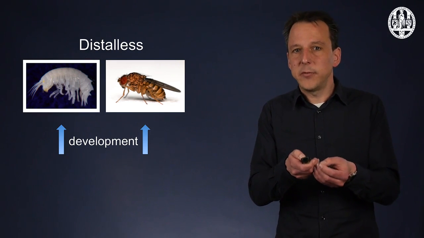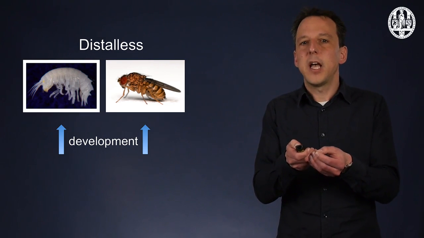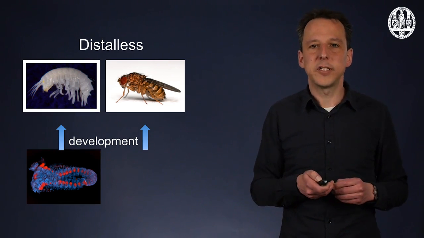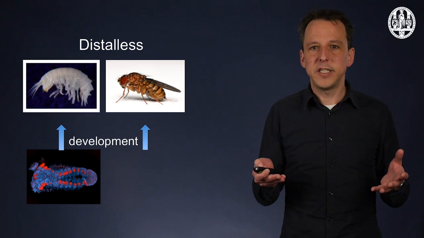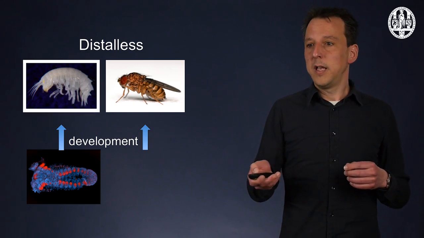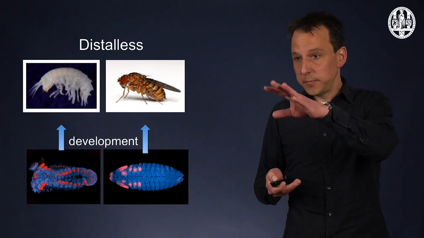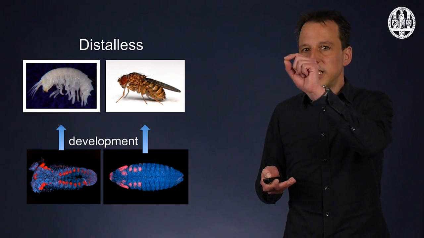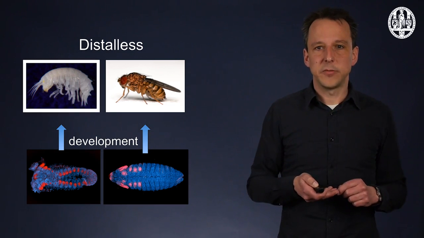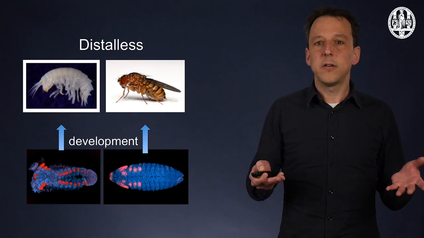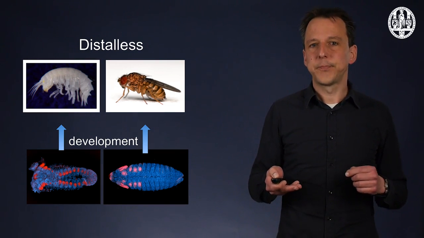And with a special technique, we can visualize those proteins. And what do we see? In the shrimp, there are red dots in every segment. In every segment, there is distalis. In every segment, a leg will grow. And in the fly, well, we see some pink dots in the head. That's not so important now. But there are 6 clear dots in the thorax where the legs will grow. So only legs on the thorax of the fly and a leg on every segment in the shrimp.